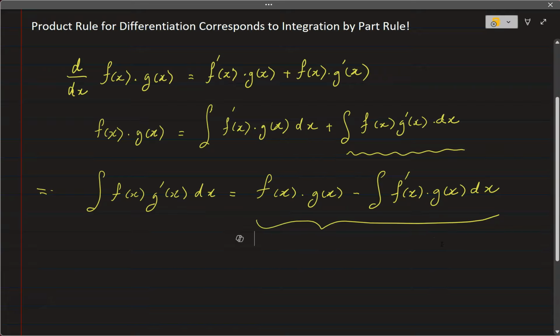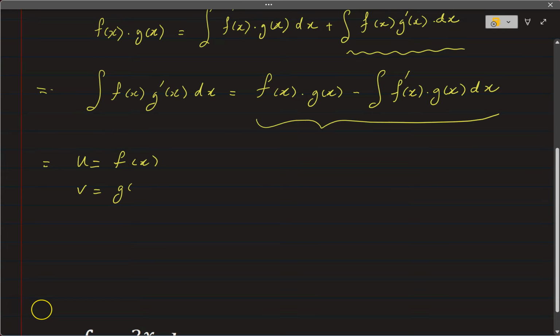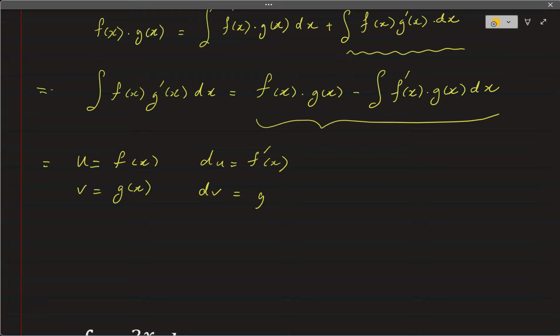Now, to make it a little bit simpler to remember, think of it like this. If u is equal to f(x) and v equals g(x), then du is equal to f'(x) dx and dv is equal to g'(x) dx. By the way, that is also a dx there, f'(x) dx. Okay, that's what we're going to use now.